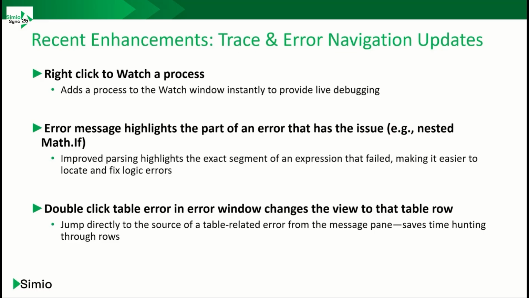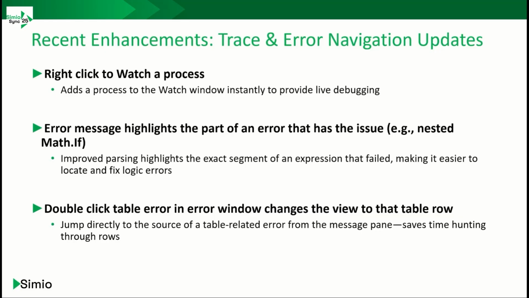On the error handling side, we've made things smarter. Error messages now highlight exactly which part of the expression is causing the failure. So instead of just saying the expression failed, Simio will underline and highlight the part that actually is broken. It provides better parsing and visibility and should cut down on the time that's spent tracking down syntax issues.